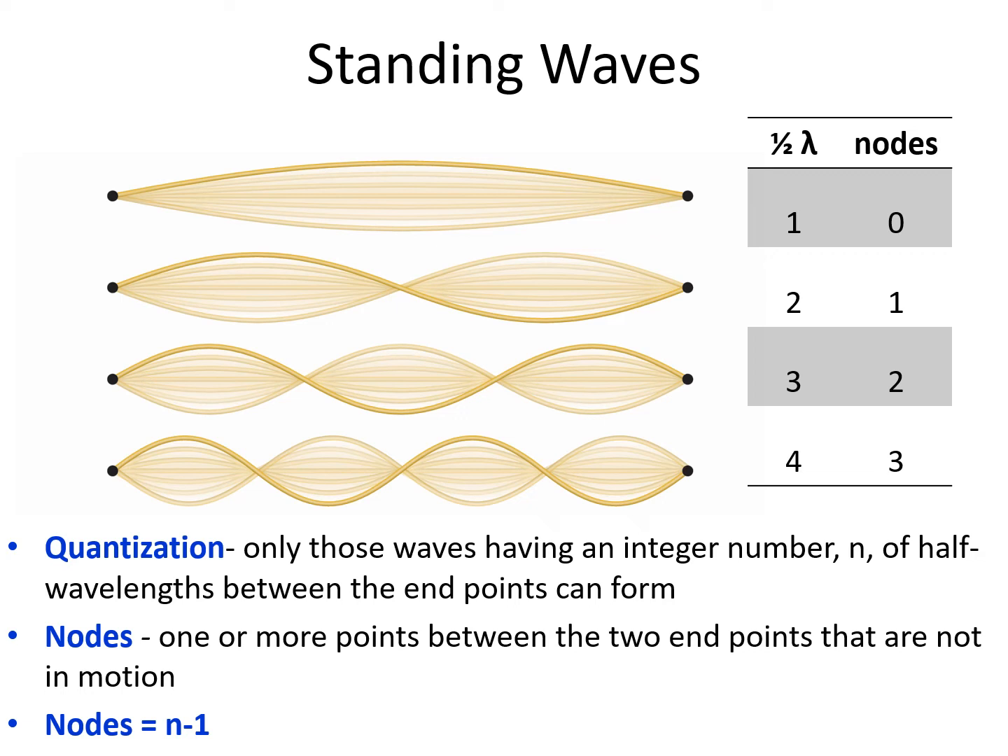The top wave in the figure has one half wavelength and 0 nodes. The next wave down has 2 half wavelengths and 1 node. 3 half wavelengths would have 2 nodes, and 4 half wavelengths would have 3 nodes.